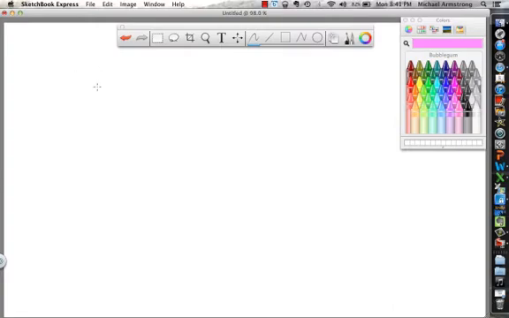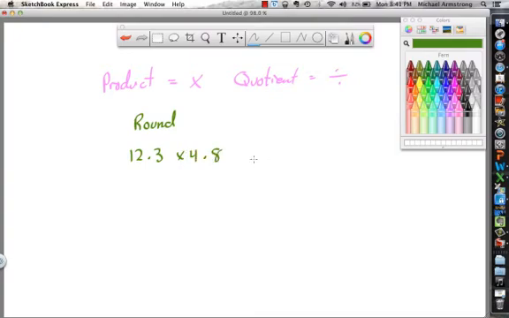We're going to look at products and quotients. Product, remember, is multiplication, and quotient is division. So the first thing to do would be round to the nearest whole. So one way is to round. If we took the number 12.3 times 4.8, this would round to 12 times 5. And 12 times 5 is 60. 10 times 5 is 50, plus 2 times 5 is 10. That's 50 plus 10 is 60.